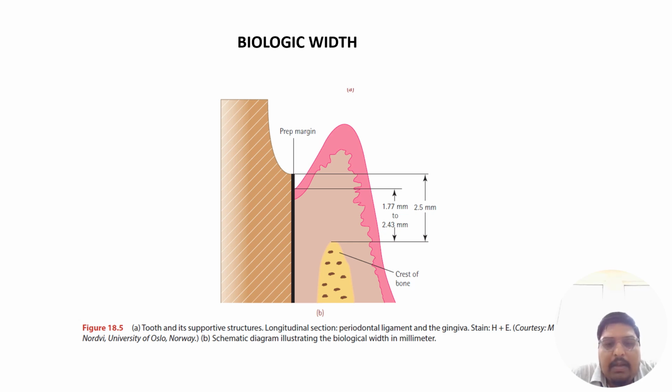What is biological width? The biological width, which is usually 2.5 millimeter, is a combination of both the pre-cervical gingival, that is 1.7 mm, followed by 2.4 mm, coming to the crest of the bone.